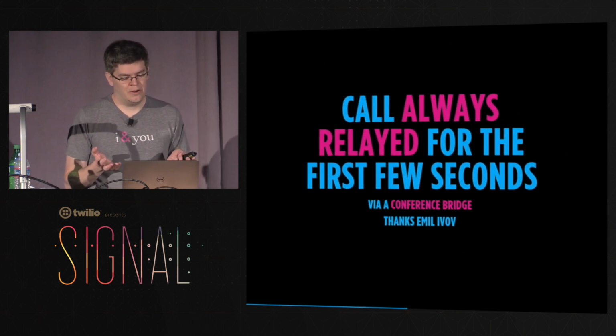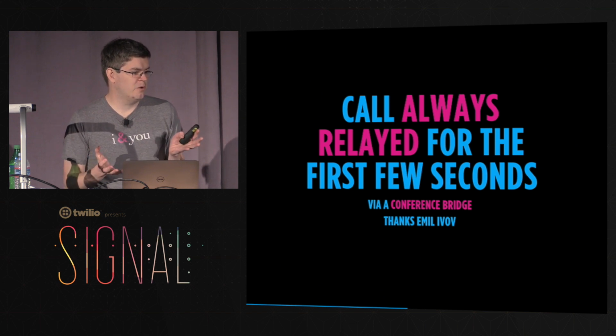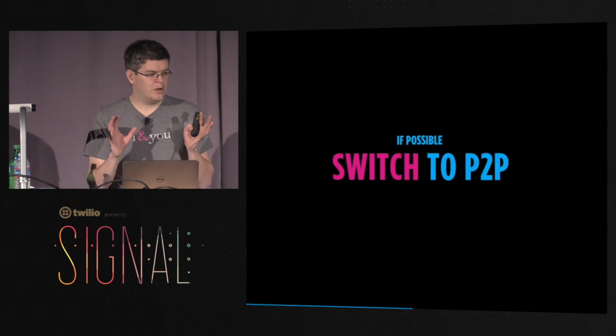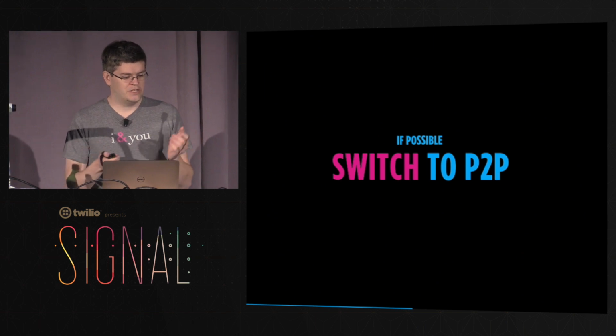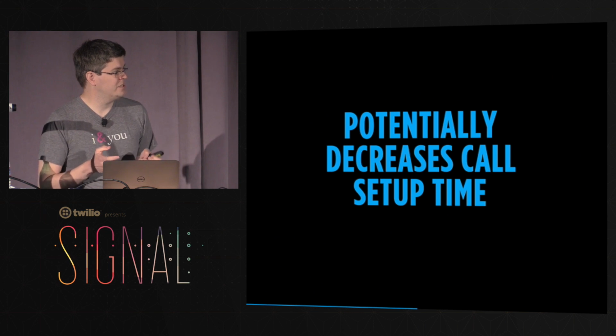And the important thing we found is that the call is always relayed via a relay server for the first few seconds. Actually, in the source code, they have strings indicating that they call this a conference bridge, which is quite interesting because it means they might roll out multi-party support at some point. So, if possible, if they can establish a peer-to-peer connection between two clients, then they switch to that connection to take the load off the relay servers. And that potentially decreases the call setup time, which makes the UX better.